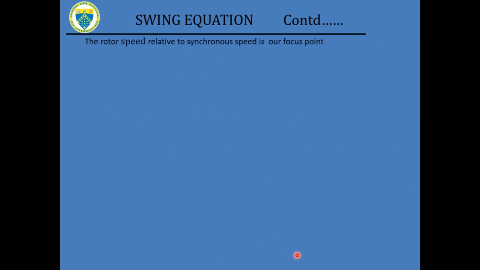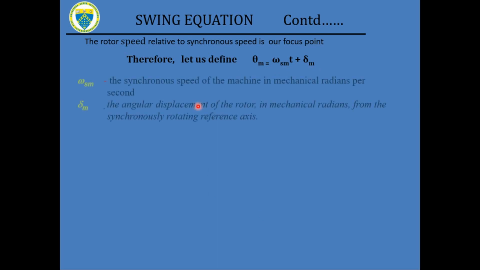The rotor speed relative to synchronous speed is our interest. Therefore, it is more convenient to measure the rotor angular position with respect to a reference axis which rotates at synchronous speed. Therefore, we define theta m is equal to omega sm t plus delta m. Omega sm is the synchronous speed of the machine in mechanical radians per second. Delta m is the angular displacement of the rotor in mechanical radians from the synchronously rotating reference axis.